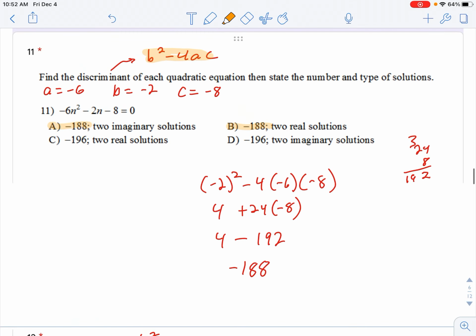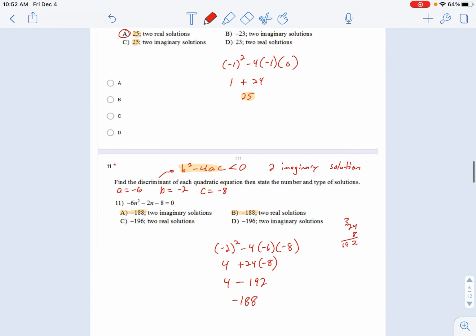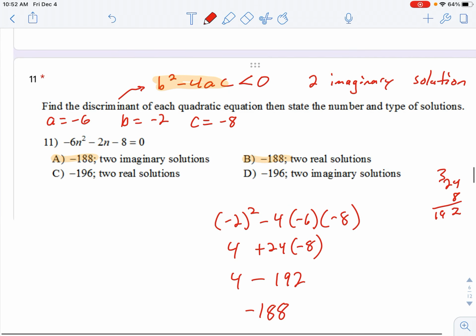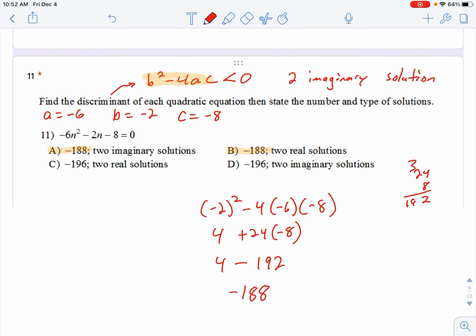What happens when you have a negative number for a discriminant? If a discriminant is less than 0, what does that mean? It means there are two imaginary solutions. Now that doesn't mean number 11 on the test is going to be two imaginary solutions, but as you can see, number 10, 11, and 12 are all discriminant problems, so they could be mixed up. Anyway, the answer to number 11 is A.